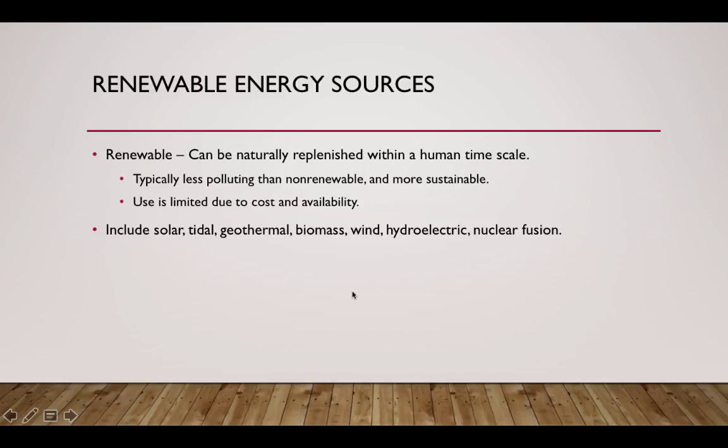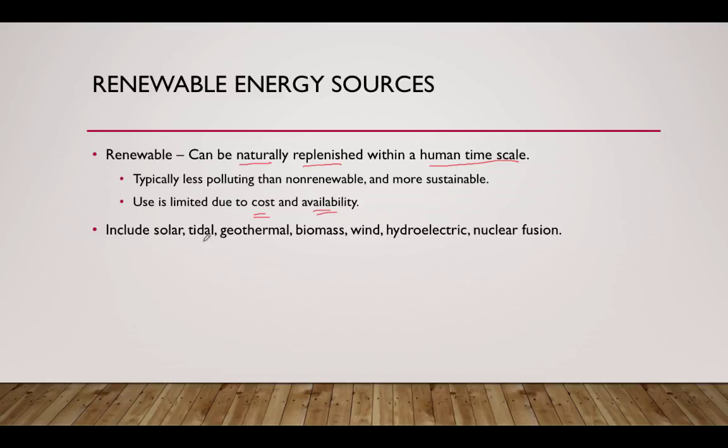Kind of switching topics, we're going to talk about renewable energy sources. Renewable energy sources are defined as sources that can be naturally replenished within a human timescale. So fossil fuels, which take millions of years to make with incredible pressures underground, renewable has to be within a human timescale, so something reasonable. Renewable energy sources are typically less polluting than non-renewable, and they are more sustainable. However, their use is limited due to the cost and the availability.